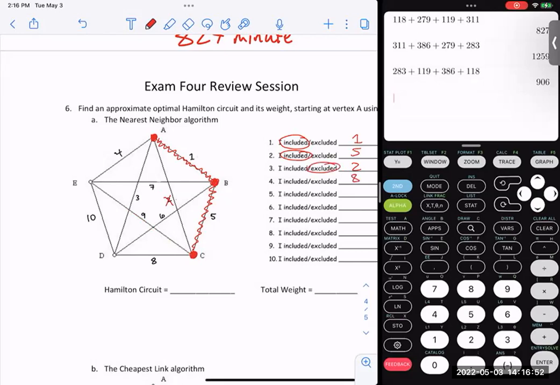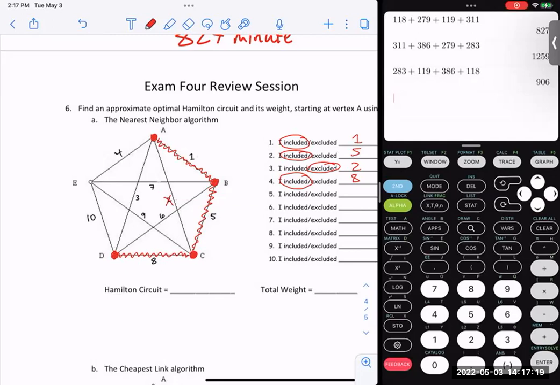And can I include that one? Sure, I can. That one's good. It doesn't make a circuit, and it doesn't create more than 2 edges out of the same vertex. So I can include 8, which means I've now traveled from A to B to C to D. And then we can keep going through this. So I'll keep looking for the nearest neighbor. However, you may notice at this point that I've traveled to every single vertex except for vertex E.